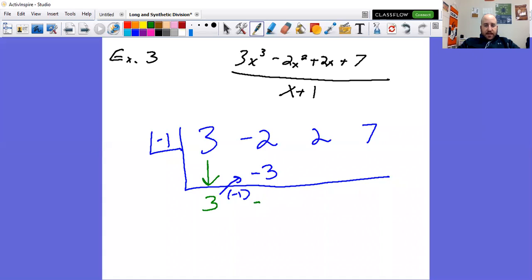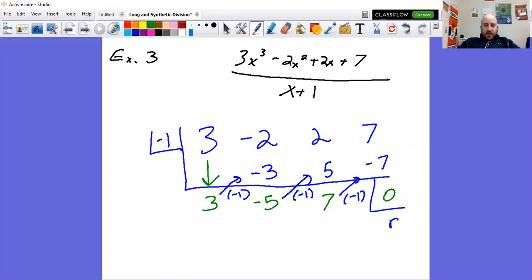-2 and -3 is -5. Carry that to the next column, multiply it by -1. -5 times -1 is +5. 2 plus 5 is 7. And then I'm going to carry that to the next column again while multiplying by -1. Okay, I did do it right. So 7 times -1 is -7, and then 7 minus 7, of course, is 0.